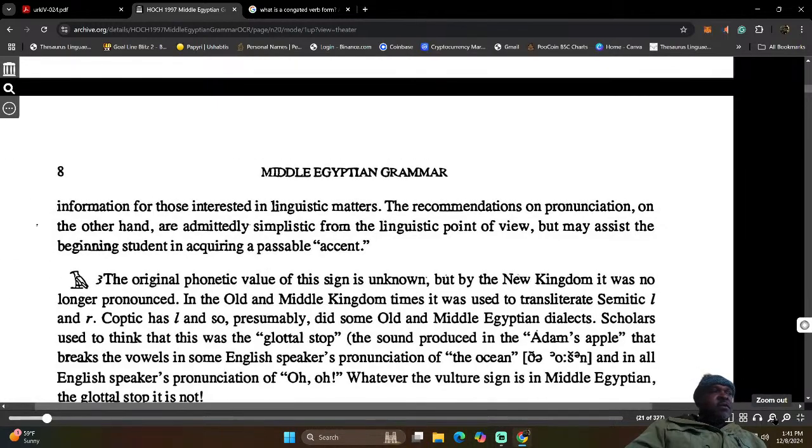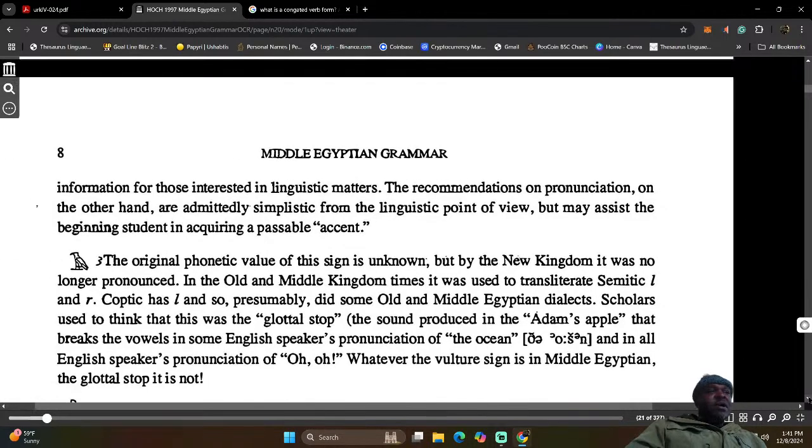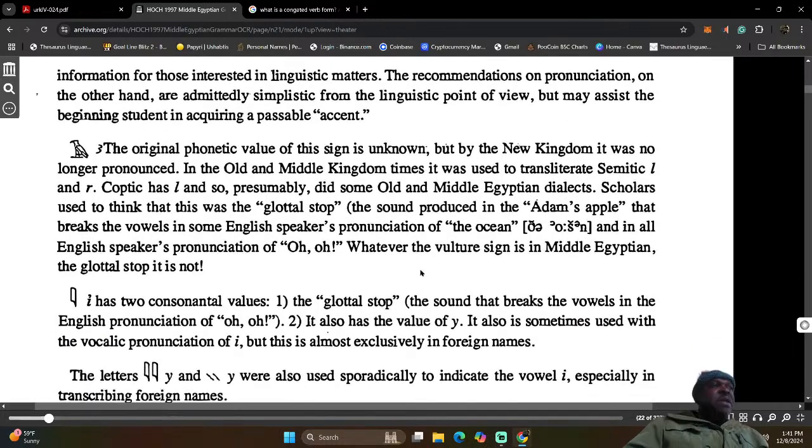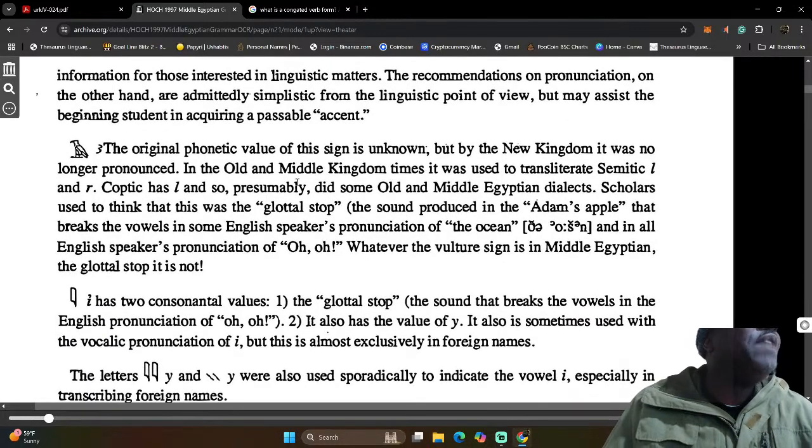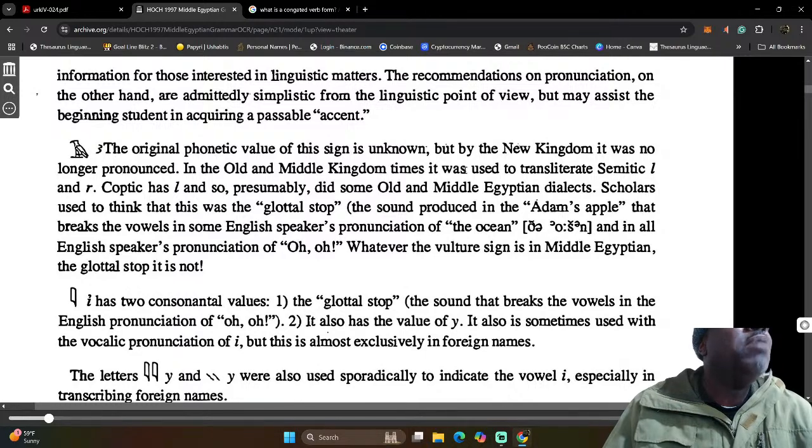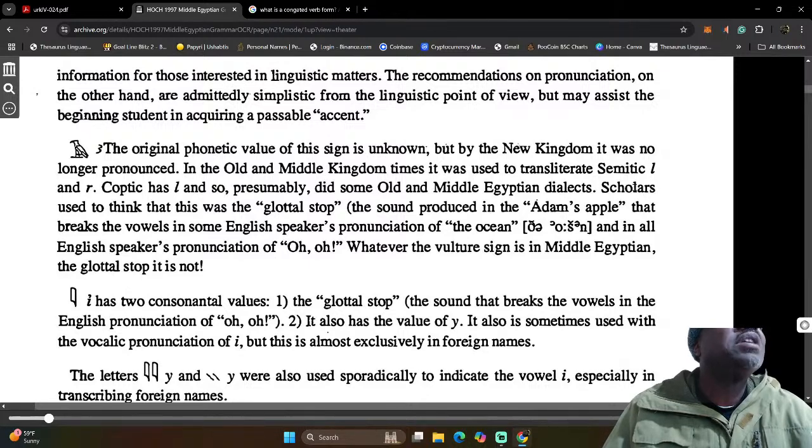I can make this smaller. Now, you can read his book, and he's going to go in on everything. He speaks on it: the original phonetic value of this sign is unknown, but by the New Kingdom, it was no longer pronounced. In the Old and Middle Kingdom times, it was used to transliterate the Semitic L and R, he's trying to say. Coptic has L, and so presumably did some old Egyptian dialects.